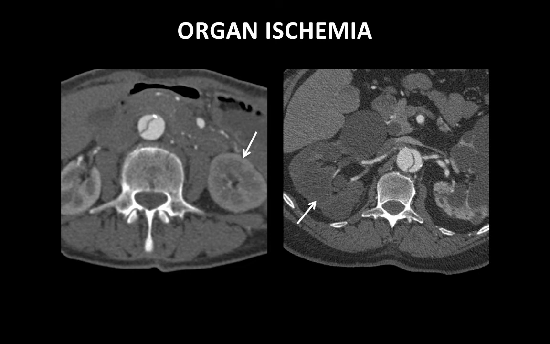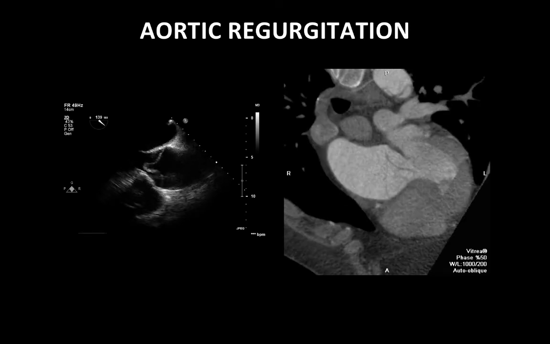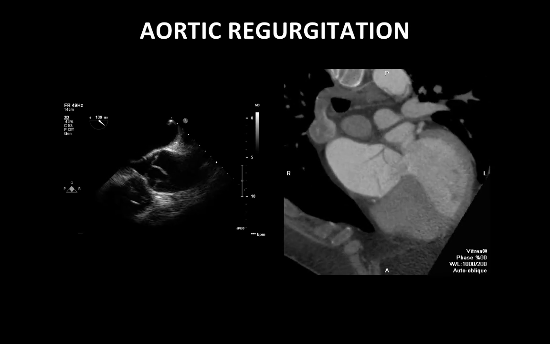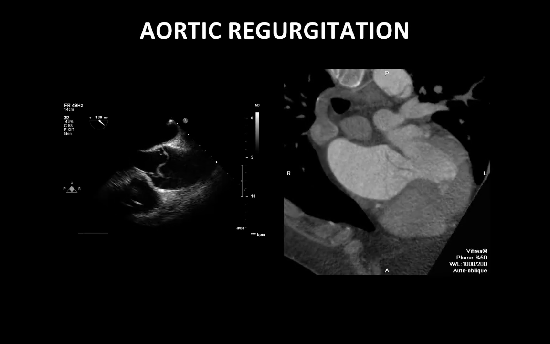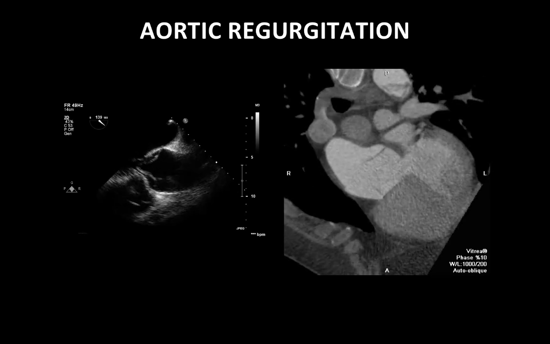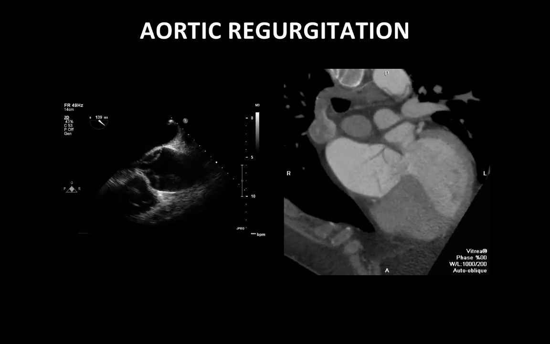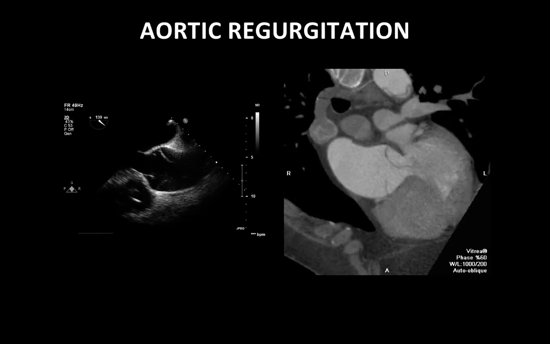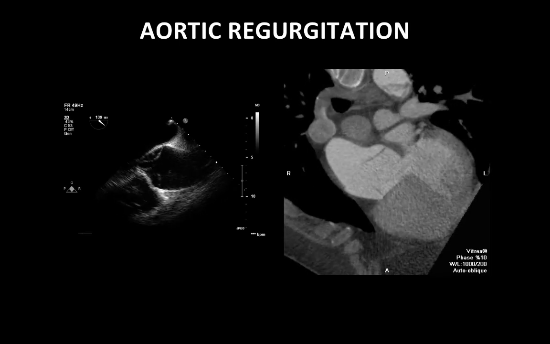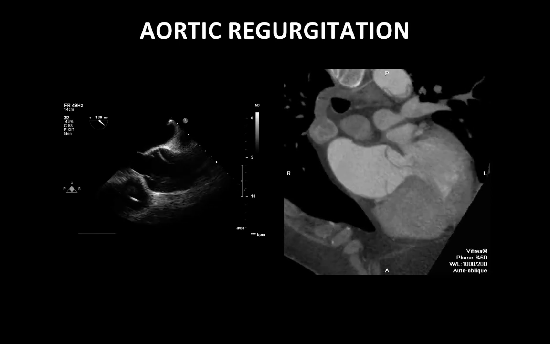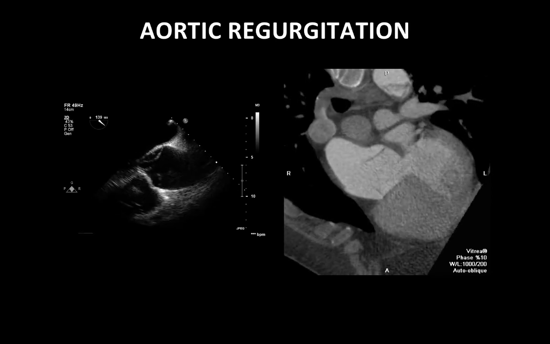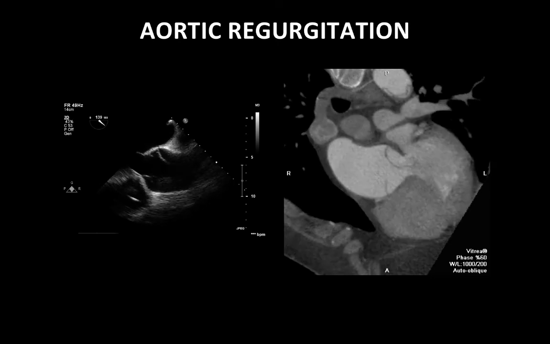The patient on the left of the screen had left renal ischemia, and the patient on the right had right renal ischemia. Another important complication to describe, if present, is the aortic insufficiency, aortic regurgitation, that can occur in patients with aortic dissections of the ascending aorta. And as I mentioned previously, this is usually detected with echocardiography.